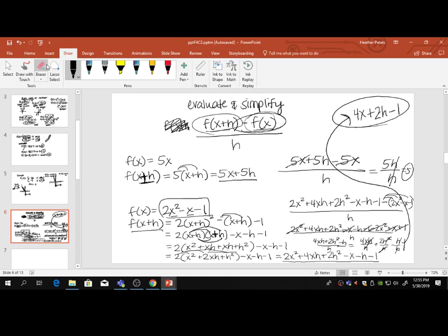So kind of a lengthy process when you get more advanced like this, but just keep trucking through and simplifying. You're going to do this x plus h squared sometimes, so if you just want to know that it is x squared plus 2xh plus h squared, that'll save you a few steps.